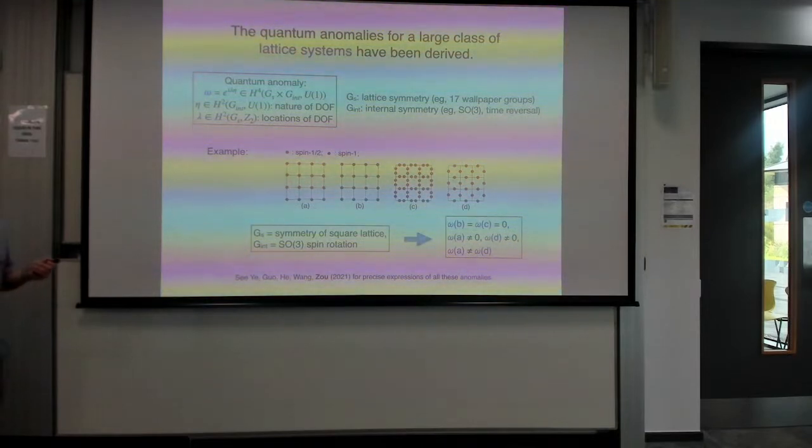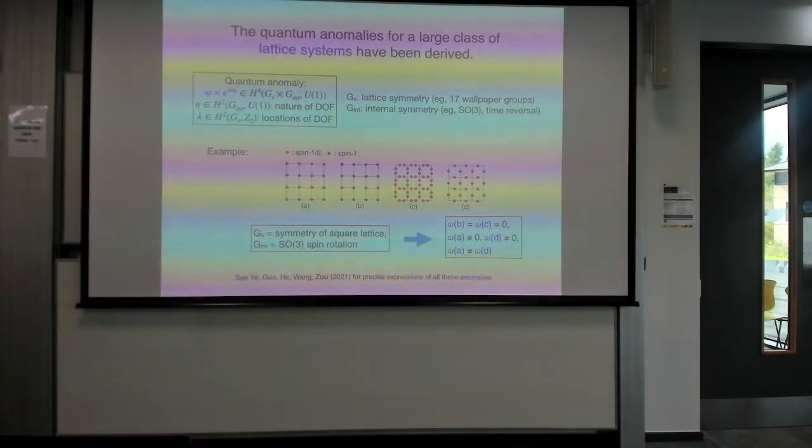And there is some internal symmetry. By internal symmetry, I just mean the symmetry that doesn't move the locations of the degrees of freedom. In high energy physics, it's also sometimes called global symmetry. It can be SO(3) spin rotation symmetry, time reversal symmetry, and others. Then mathematically, this quantum anomaly can be characterized by some element in this cohomology.